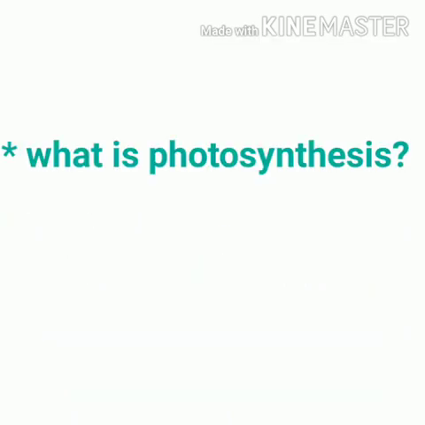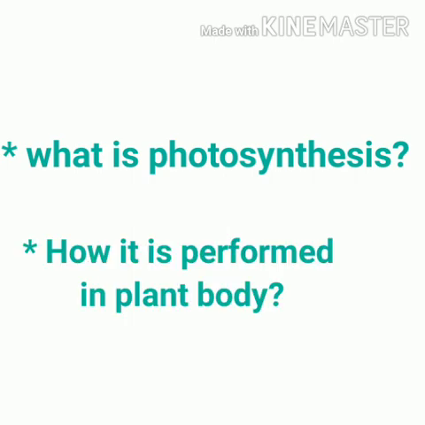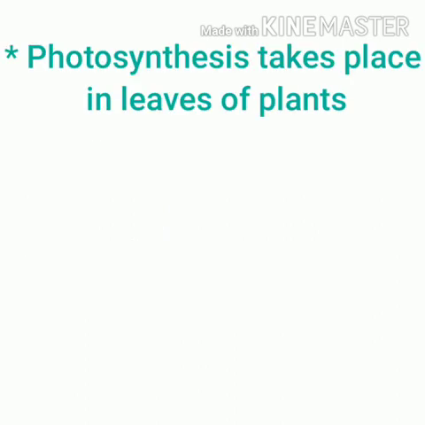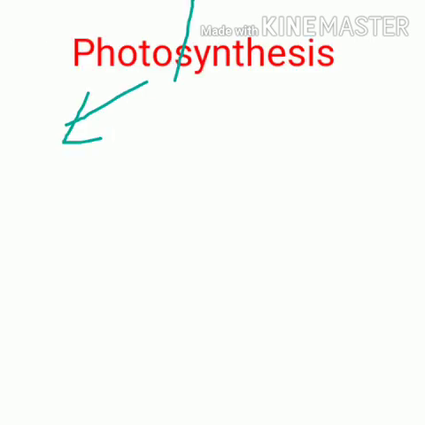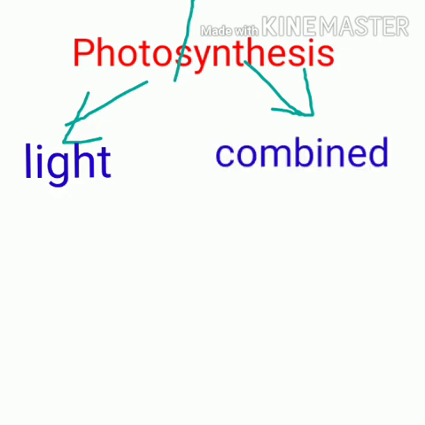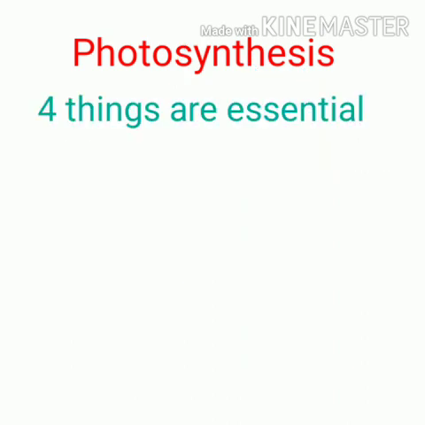Now we are going to see what photosynthesis is and how it is performed in the plant's body. It is performed in one part only, that is the leaf. So the leaf is called the kitchen of the plant, or it is also called the food factory. Photosynthesis: photo means light, synthesis means combined together. That means in photosynthesis, sunlight is required. That is one of the most important things, and that's why we give the name photo. Photo here denotes sunlight.